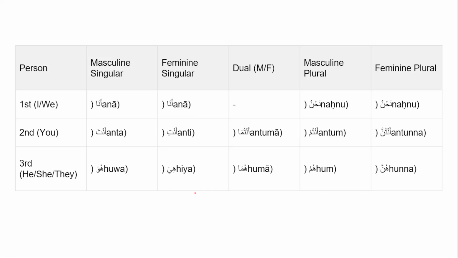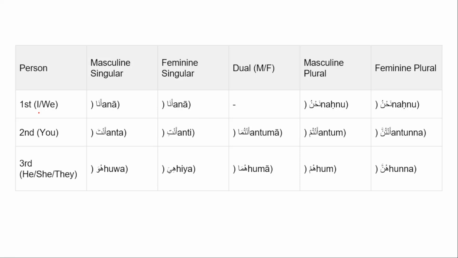Also, we'll understand some of the pronouns. First person is the person speaking: if I'm the one speaking, I am considered first person because I'm talking about myself, or a person within a group. Second person is the person I'm talking to, the person in front of me. For example, you in Arabic is called anta, and in feminine anti. Dual, if there are two people, is antuma, and plural, more than two people, is antum.